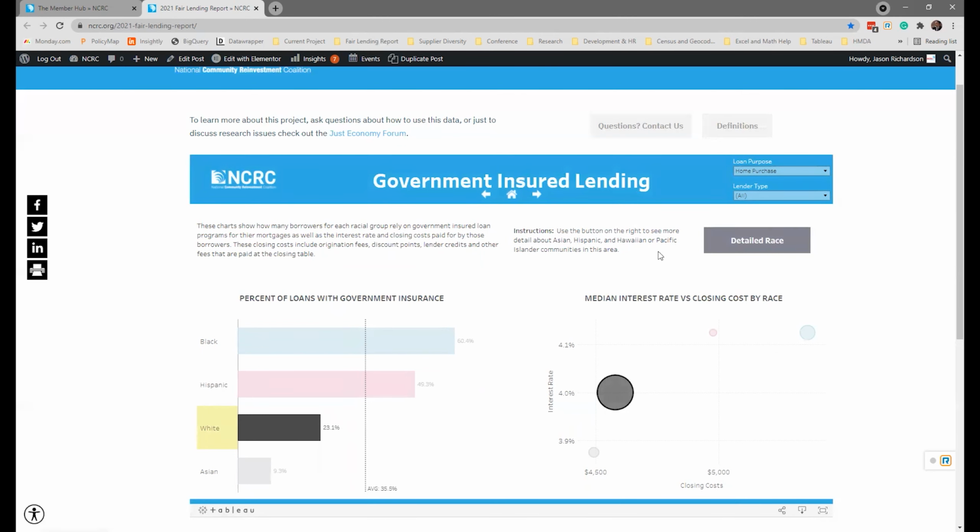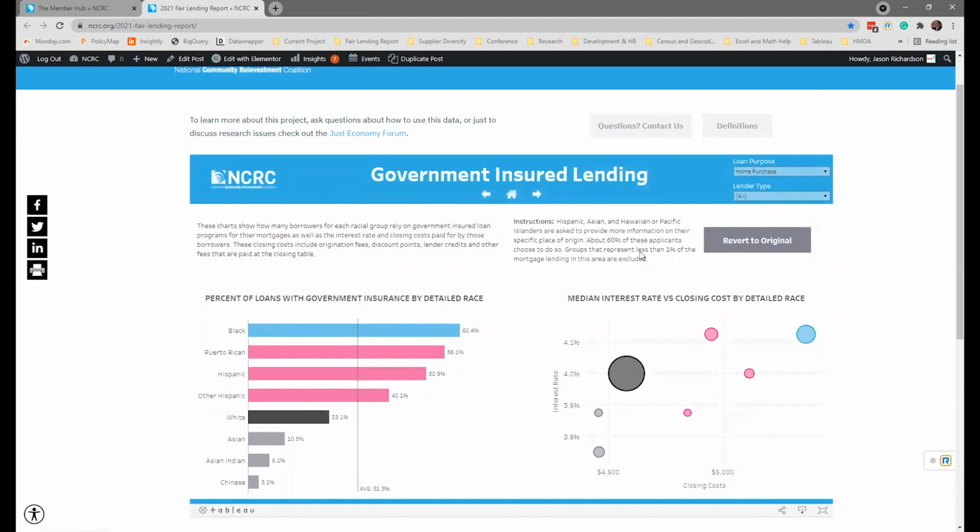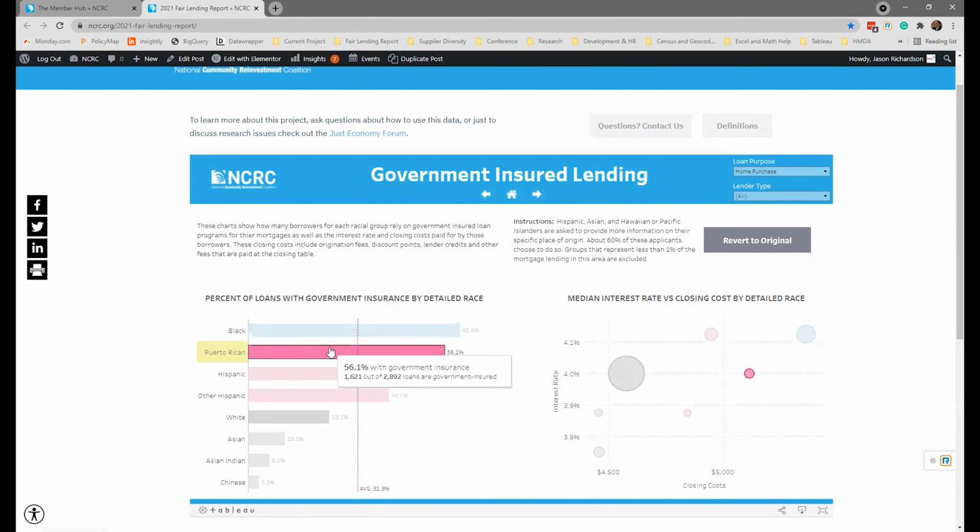Furthermore, since 2018, HMDA has collected additional data on Hispanic, Asian, and Hawaiian or Pacific Islander borrowers. This additional data lets them identify themselves much more precisely. About 60% of those applicants choose to identify themselves with more precision. Here, I've broken down the same data that we just saw, but I've split it out so we can see the additional groups that have reported to HMDA.